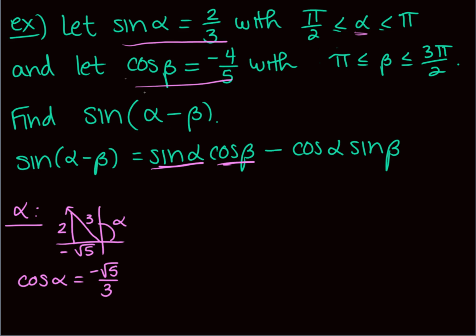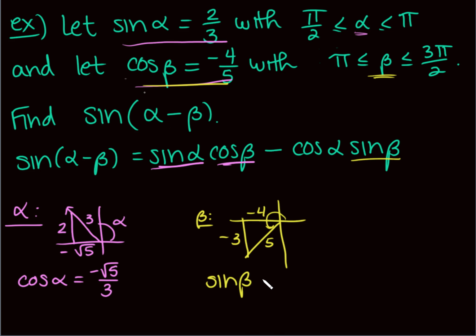Now let's see what's happening with beta, because I know I'm going to need sine of beta. What am I given? The cosine of beta, and I am in the third quadrant. I have negative 4/5, so this is negative 4 and this is 5. That means this is a 3, 4, 5 triangle, so this must be negative 3. So the sine of beta must be negative 3/5.